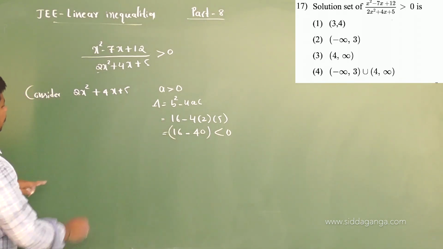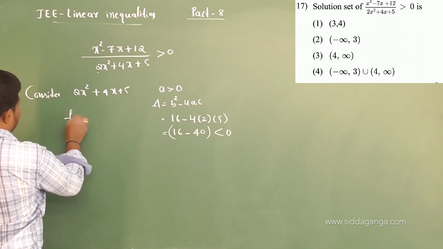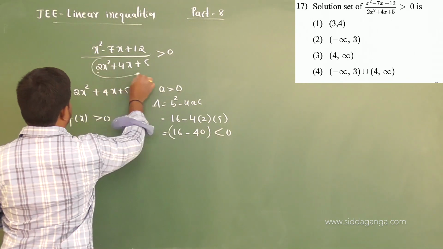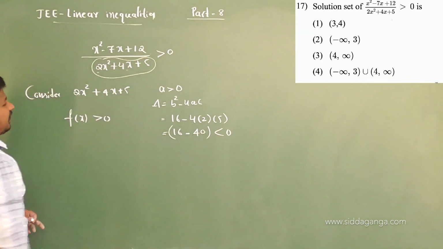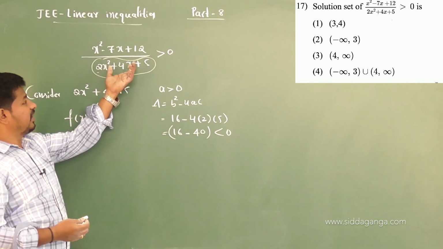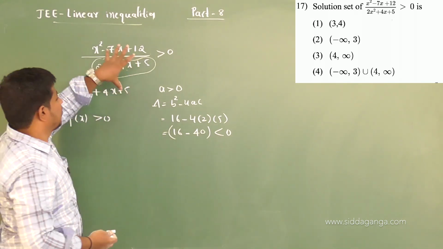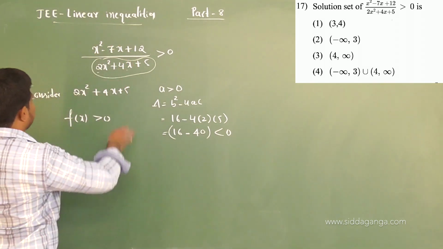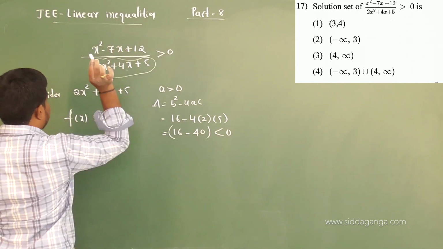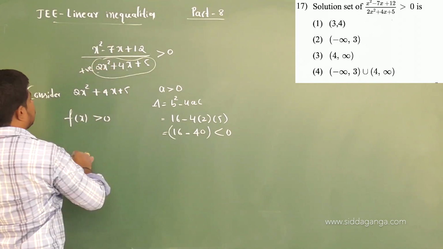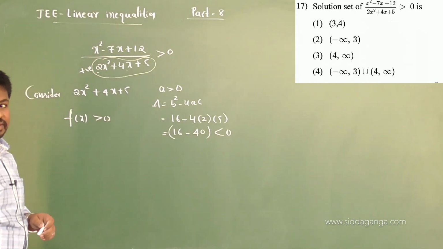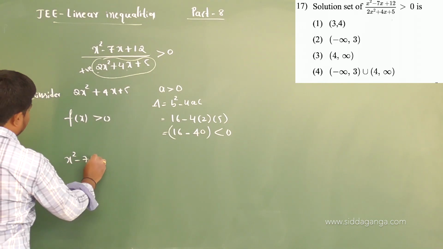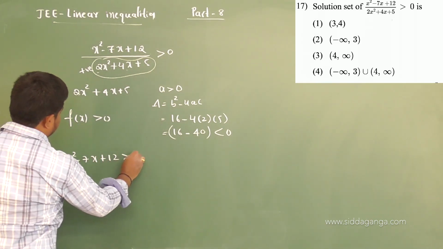In the sense, if you consider f of x, this is always positive. You mean this is positive for any value of x. So the denominator is positive for any value of x. So now this whole thing should be positive only when the numerator is positive. A fraction is positive when both are positive or both are negative, right? Now the denominator is positive, so the numerator should be positive. That's it. So now from this, x square minus 7x plus 12 should be positive.